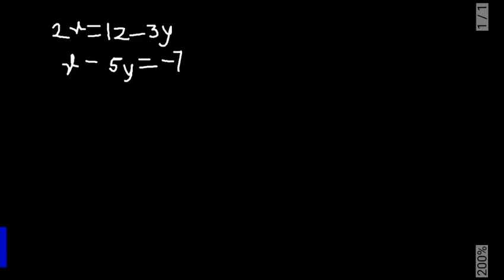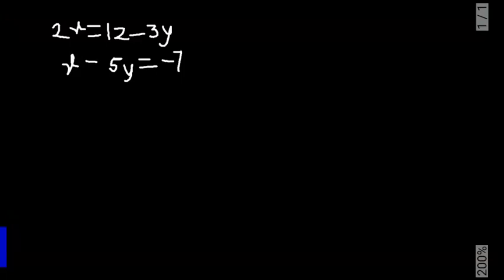The first thing we're going to do is to make sure the equations are arranged in the same way. In the first equation, 2x = 12 - 3y, the unknown x is on the left hand side and the unknown y is on the right hand side. While in the second equation, x and y are both on the left hand side while the constant is on the right hand side. So we arrange the equations following one of the patterns. I will go with the second equation pattern where the unknowns are both on the left hand side.